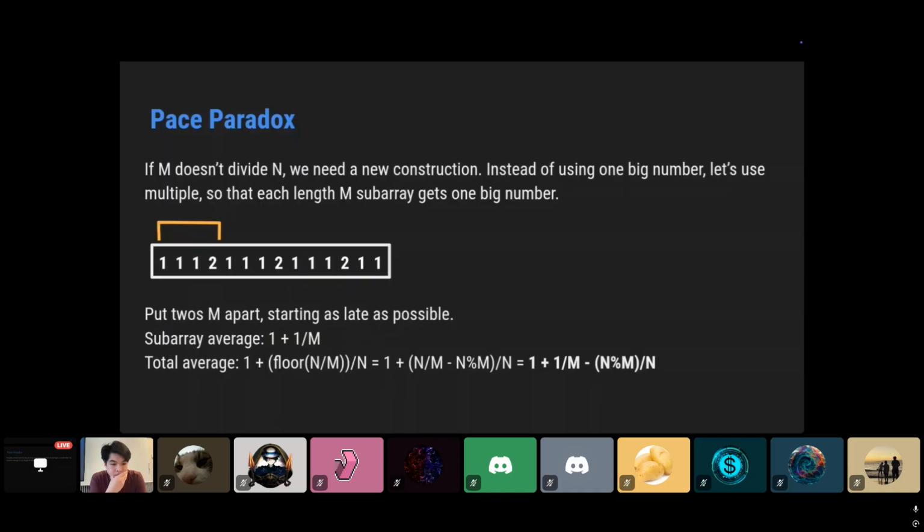And yeah, if you do the math now, you'll find that the average of the subarray is again 1 plus 1 over m, but since m doesn't divide n, you get this floor thing, since there are fewer than 1 divided by m big numbers in the whole list, and you actually get something smaller.